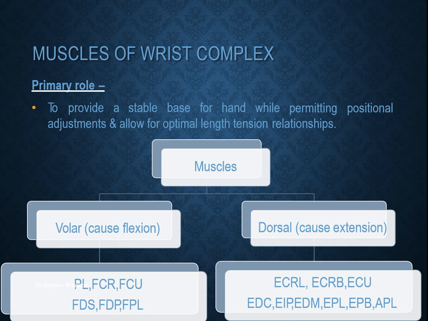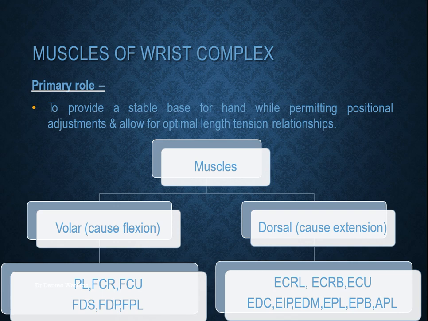First, we'll be discussing the volar wrist musculature. There are six muscles whose tendons cross the volar aspect of the wrist and therefore are capable of creating a wrist flexion movement. These are mainly the palmaris longus, the flexor carpi radialis, the flexor carpi ulnaris, the flexor digitorum superficialis, the flexor digitorum profundus, and the flexor pollicis longus muscles. The first three of these muscles are primary wrist muscles. The last three are flexors of the digits with secondary action at the wrist level.